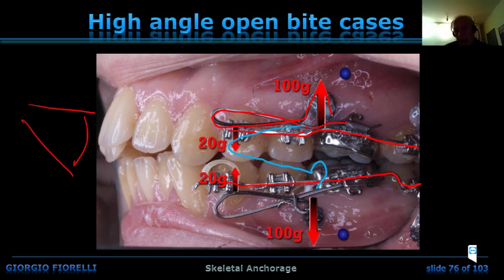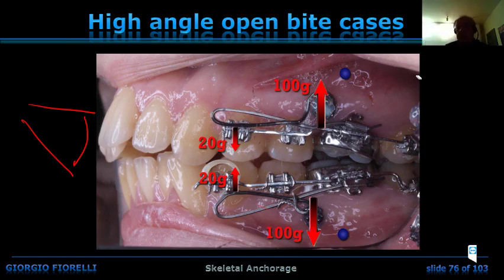So this 100 gram force is the activation force that I give to the wire. So the TAD is having this force, and the teeth are having this force. Now, we are not using very large forces, as you can see. 100 grams is the most. Then it would be a good idea not to apply this 100 grams immediately. Maybe wait 3 months before using it, or start with even smaller forces.